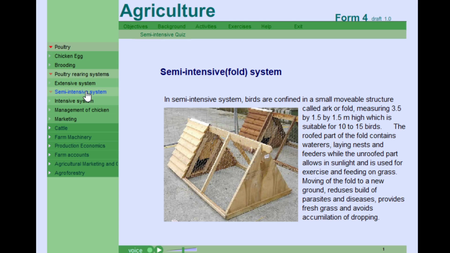Moving of the folds to a new ground reduces buildup of parasites and diseases, provides fresh grass, and avoids accumulation of droppings.